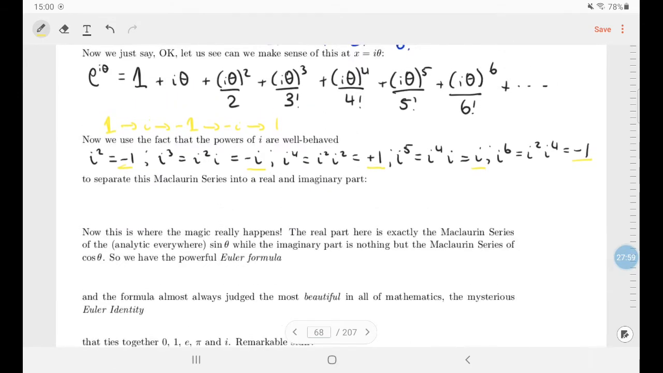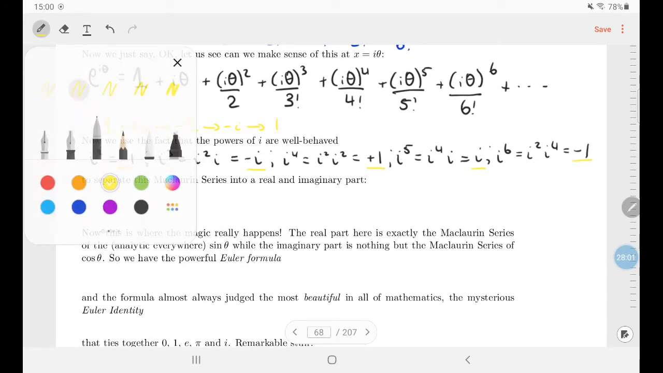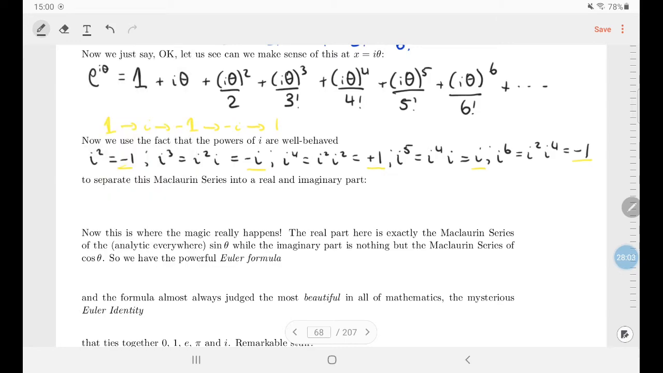So what we're going to do is separate this Maclaurin series, the e to the I theta, into the real and imaginary parts. So take all the bits that are real. So we get the number 1 plus... think about I theta squared. That'll be I theta by I theta. The I by the I gives you I squared, which is minus 1. And so you get minus theta squared over 2.